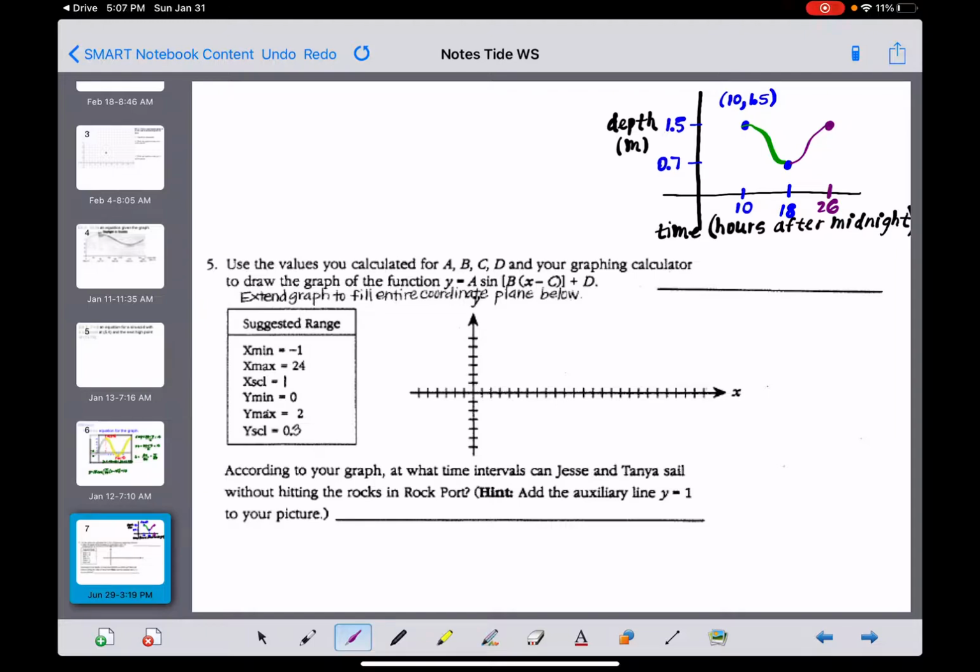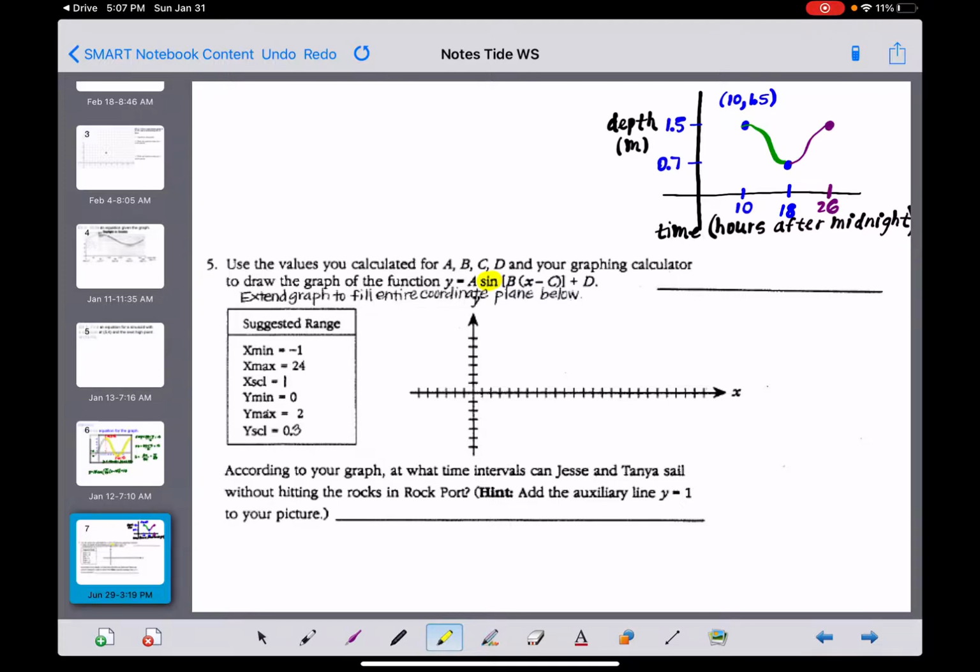I'm going to have you do that so that ultimately you can write the equation for number 5. Number 5 says to use the values that you calculated for A, B, C, and D and your graphing calculator to draw the graph of the function. Now, I do want you to notice it says y equals a sine of B and all that, but that can actually be cosine. You can write a sine or a cosine equation. I would encourage you to write a cosine equation because that's what I'm seeing up there. If you want to do the extra work to write a sine equation, that's fine.